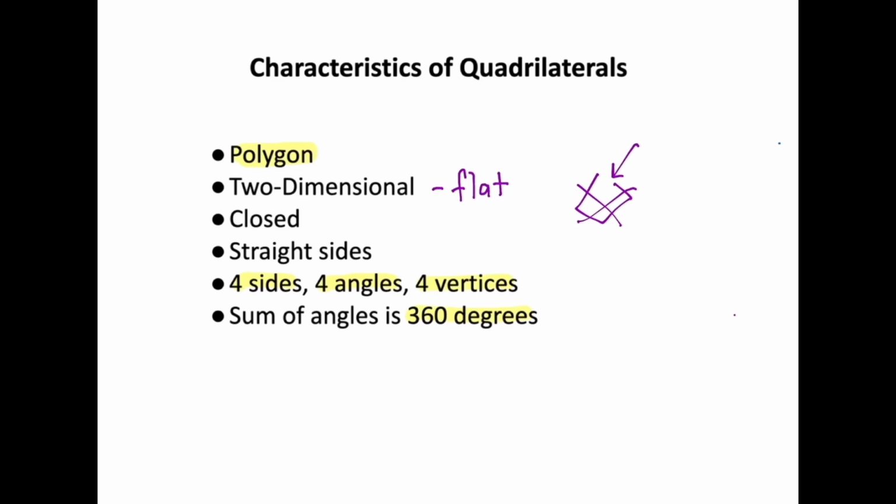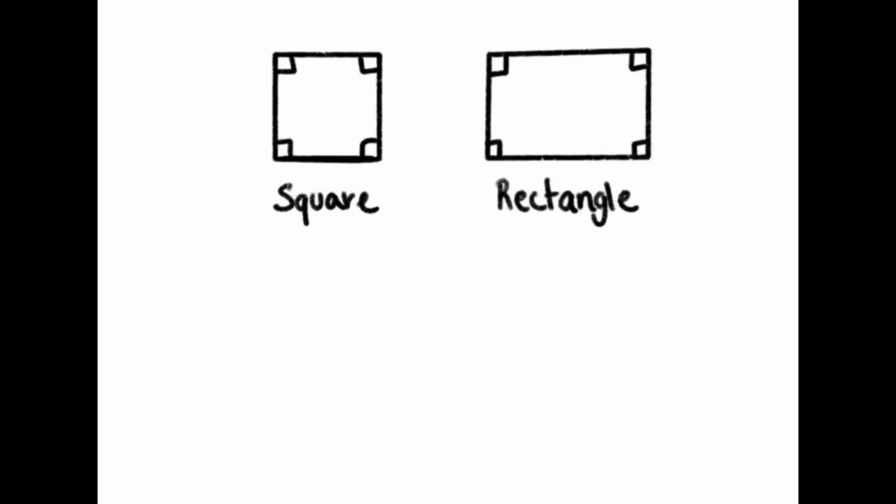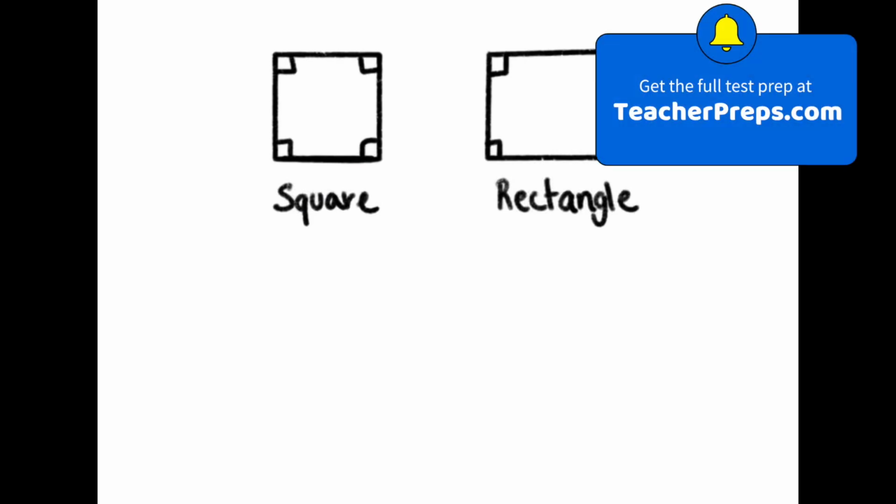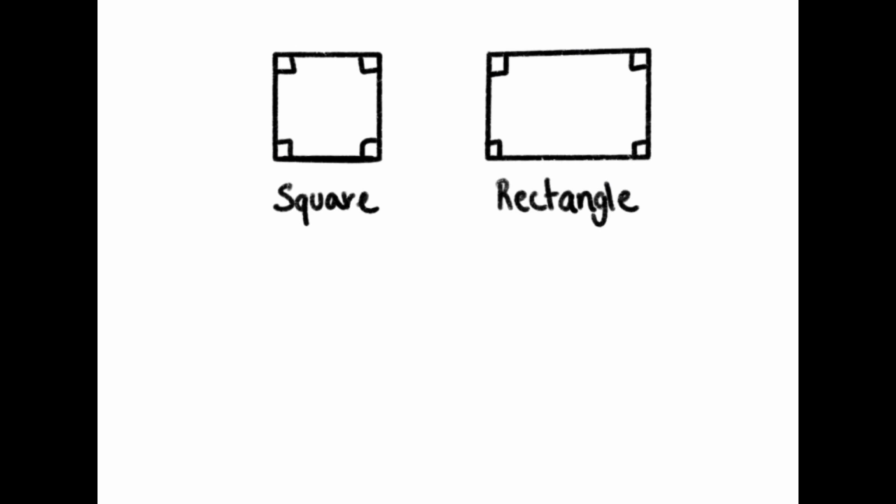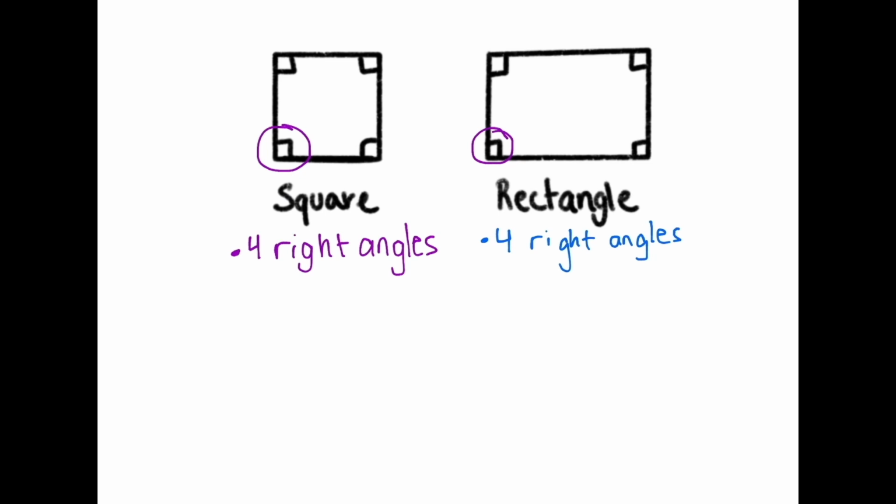Let's talk about some of the common regular quadrilaterals. The first two regular quadrilaterals are squares and rectangles. On the left, we have a square, and on the right, we have a rectangle. What do you notice about both of these shapes? If you noticed that they both have right angles, you're correct. Both of them have 4 right angles. What else do you notice? Well, if you notice that on a square, all the sides are equal, and on a rectangle, only opposite sides are equal, you're correct. That's the main difference between a square and a rectangle.